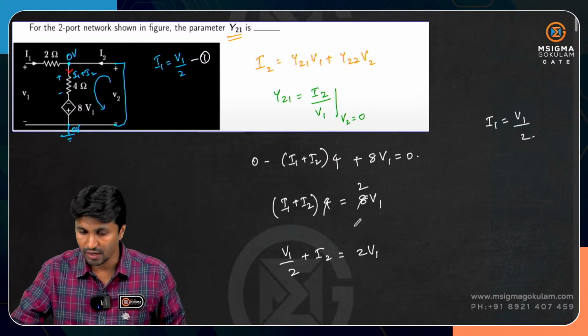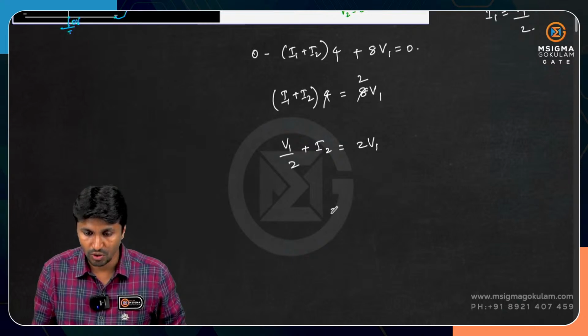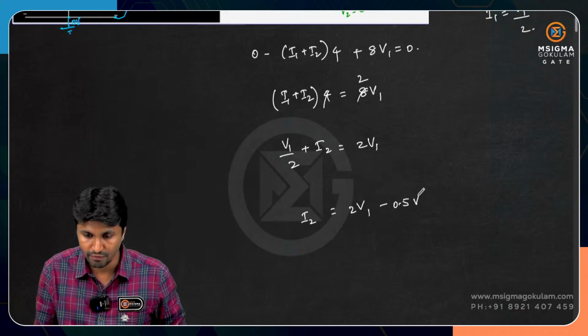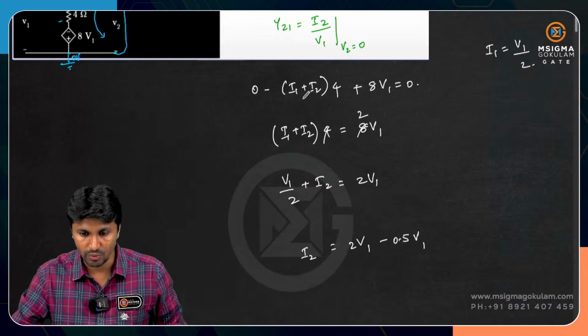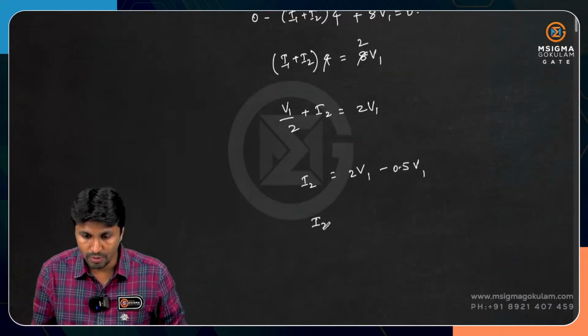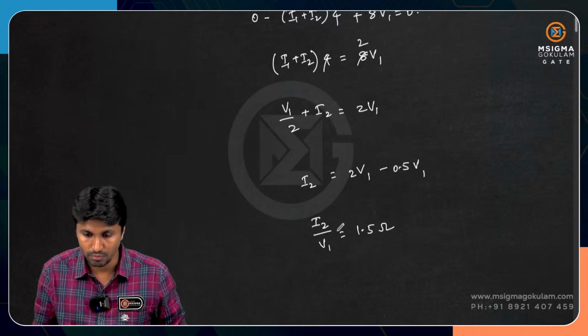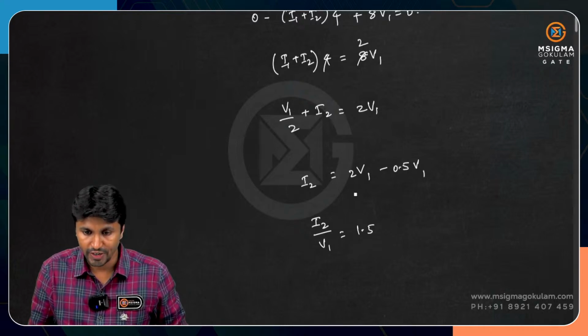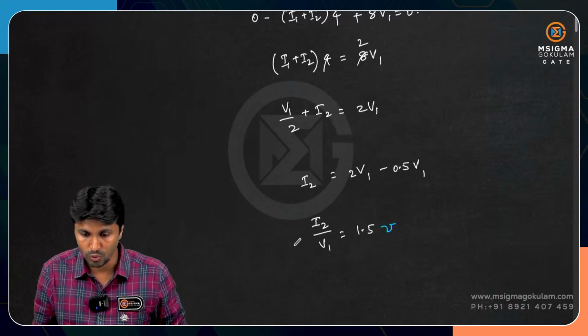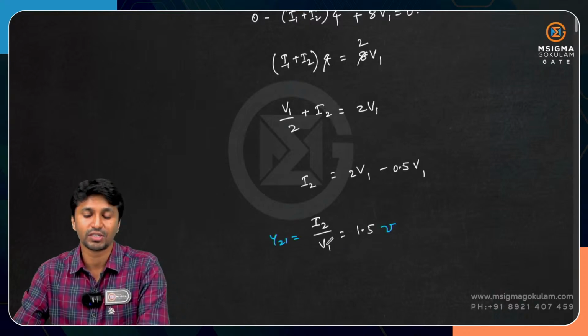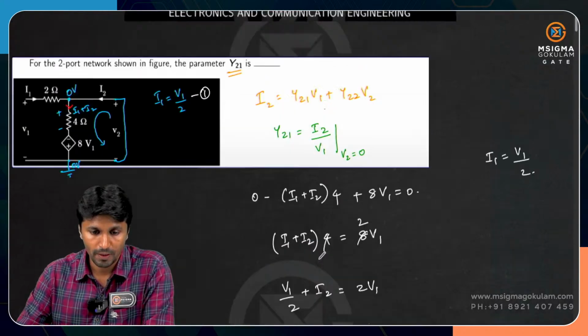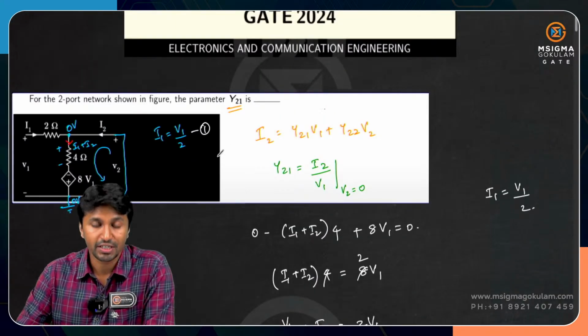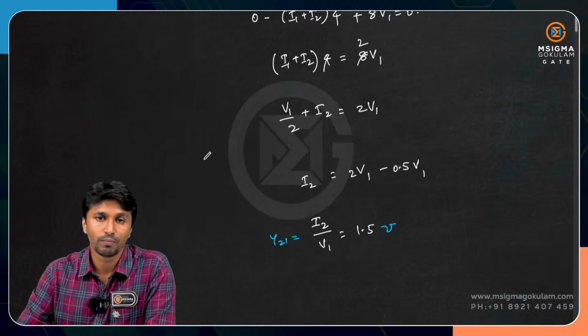I'll send V1 to the other side, V1 terms on one side. So I2 is equal to 2 V1 minus 0.5 V1, right? So I2 by V1, which is what we require, is equal to 2 minus 0.5, which is 1.5 mho, right? He is asking you to find the admittance, so this is nothing but mho. This is nothing but y21. So the answer to the first question is 1.5 mho, right?